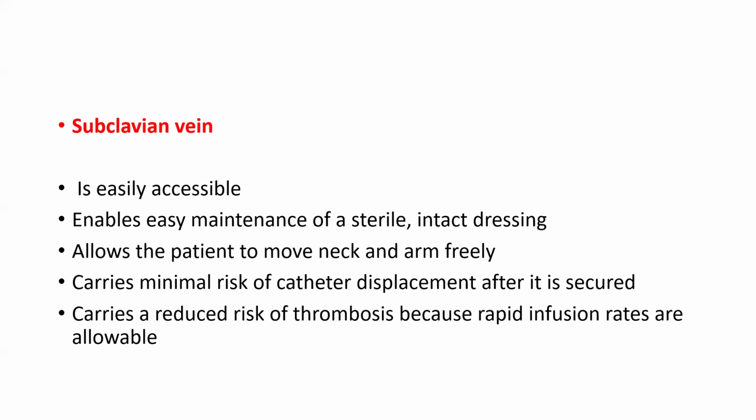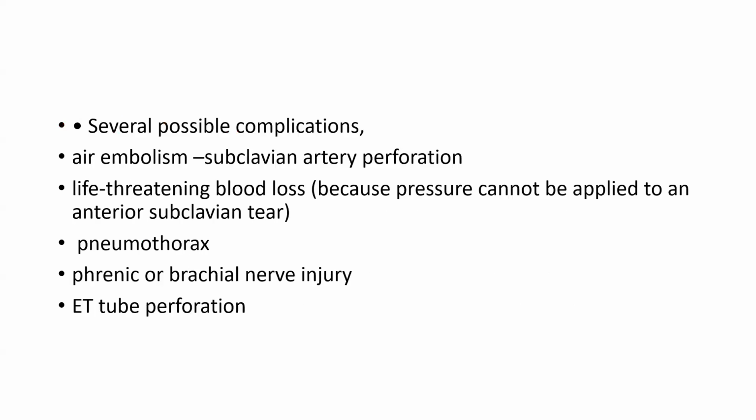Now, subclavian vein, it is easily accessible. It enables easy maintenance of a sterile and intact dressing. It allows the patient to move neck and arm freely. It carries minimal risk of catheter displacement after it is secure, and it carries a reduced risk of thrombosis because rapid infusion rates are allowed. Now there are several possible complications like air embolism, life-threatening blood loss, pneumothorax, phrenic and brachial nerve injury, and atrial tube perforation.